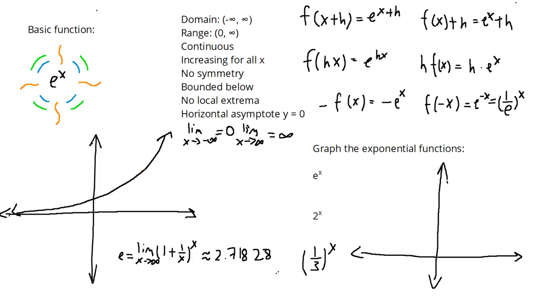So let's graph e to the x. I already graphed e to the x pretty much. We're going to need 3 points. We're going to need this 1 point right here. I'm going to put 2 right here, and I'm going to put 3 right here.